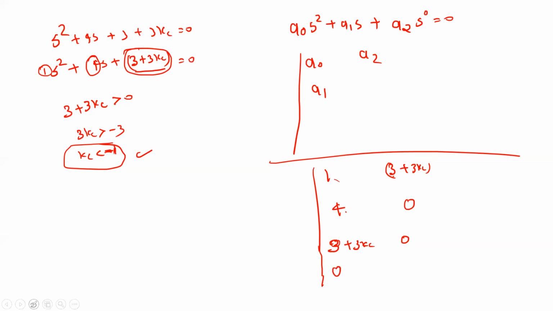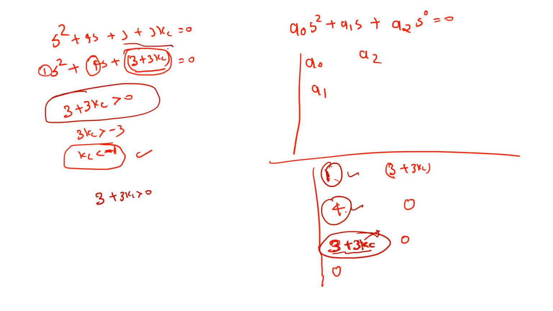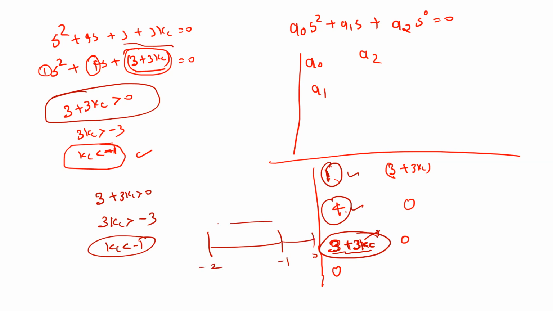Now, to find the stability of the system, we have to understand that all the signs here should be positive. This one is positive, it's fine. This one is positive, it's fine. But here there is 3 plus 3Kc. Whether this particular thing is positive or negative depends upon the value of Kc. So I can write 3 plus 3Kc should be greater than 0. And similarly, I have got this directly from here, right? So 3Kc should be greater than minus 3. So Kc should be greater than minus 1. On the number line, marking minus 1, minus 2 and 0, for all values of Kc greater than minus 1, the system will be stable.